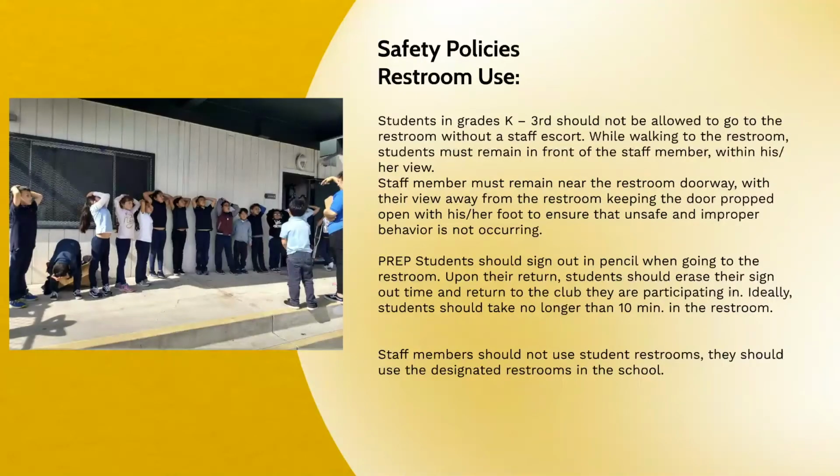Now let's dive a little bit deeper into restroom use. Students in grades kinder through 3rd are not allowed to go to the restroom without a staff escort. While walking to the restroom, students must remain in front of the staff member, within his or her view. The staff member must remain near the restroom doorway, with their view away from the restroom, keeping the door propped open with his or her foot to ensure that unsafe and improper behavior is not occurring. Now that goes for our Aspire program, or any program that works with kinder through 8th grade.